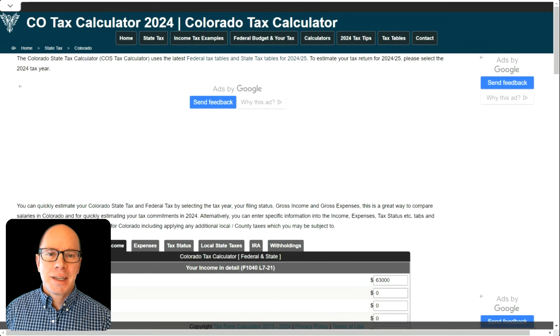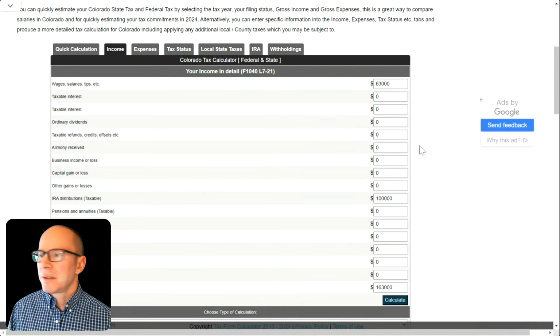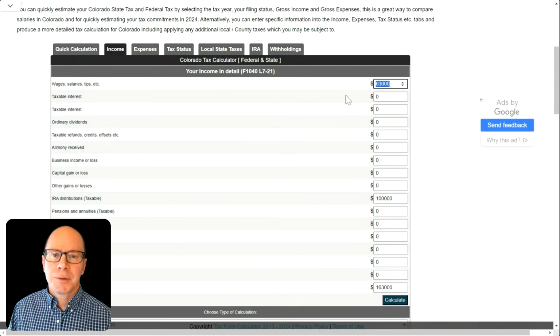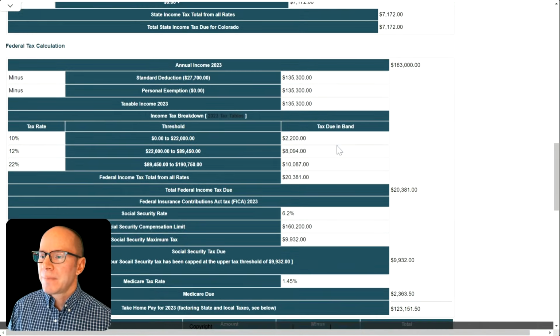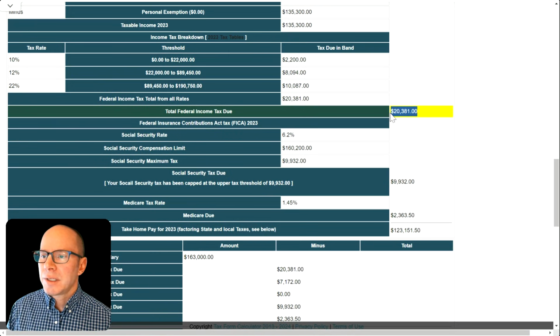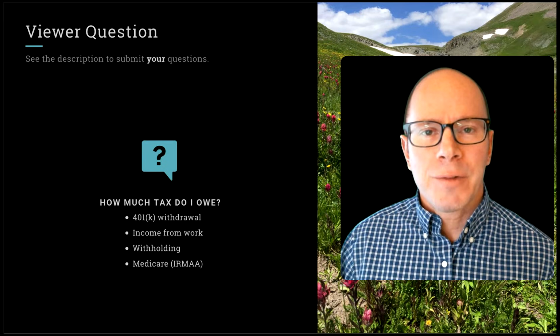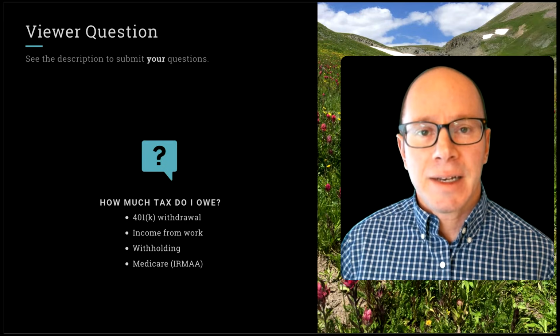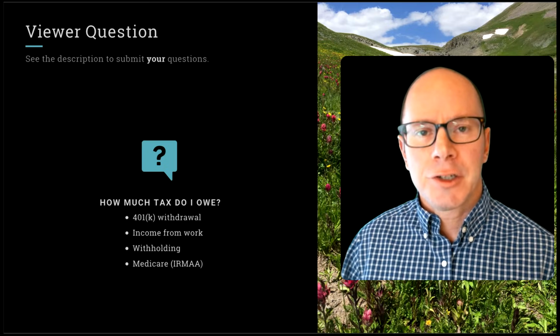And then double checking with taxformcalculator.com. Again, I don't vouch for any of these. They all may have some benefits and some drawbacks, but they are interesting to look at. I did the same thing, 63,000. That's after the 401k contribution plus 100,000 of the IRA distribution, and the federal tax due is a little bit over $20,000. So we'll get to IRMAA next, but hopefully this gives you a teeny bit of insight on how you might look at this and how you might think about the question of how much you're going to owe.